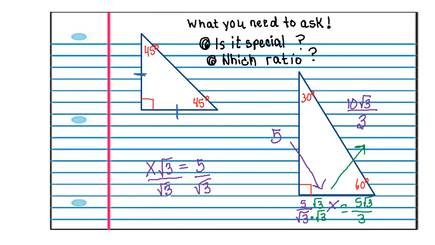And if at any time you have a fraction of real numbers that needs some reducing, or a radical that needs to be simplified, you'll have to do that. Okay, is it special? Which ratio are you going to use?